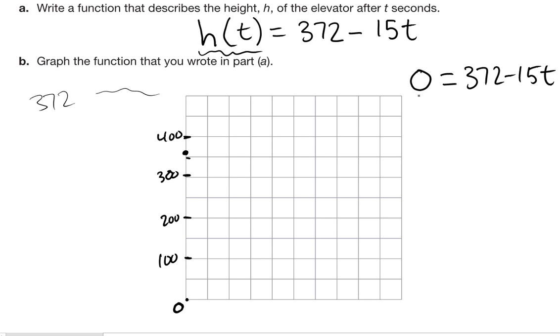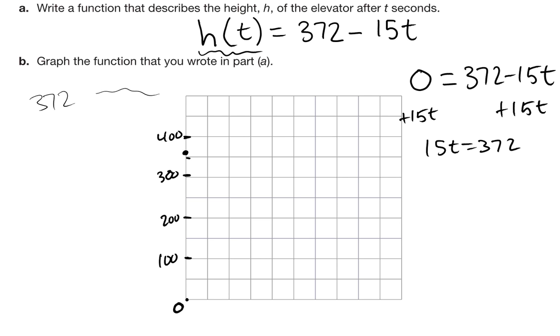To solve this, there's a lot of things I can do. I'm going to choose to add 15t to both sides first. That gives me that 15t equals 372. And if I evaluate that on my calculator, 372 divided by 15, off on my calculator I get a value of 24.8. So t equals 24.8. So what this is telling me is, in almost 25 seconds, right? In less than 25 seconds, I'll be on the ground.